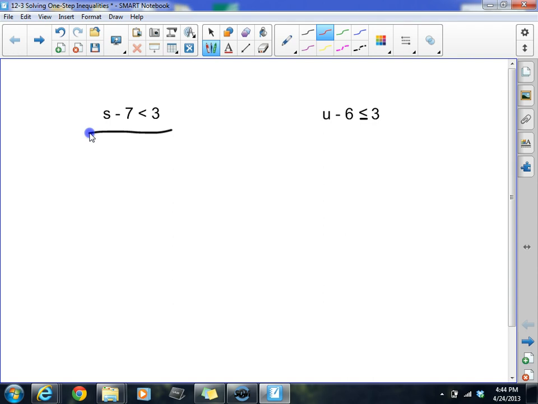So, we have two inequalities on the board. Remember, we talked in the video last night and in class today that an inequality is simply a statement that has something other than an equal sign in it. And so here we have s minus 7 is less than 3. And here we have u minus 6 is less than or equal to 3. So let's go ahead and apply these right here.